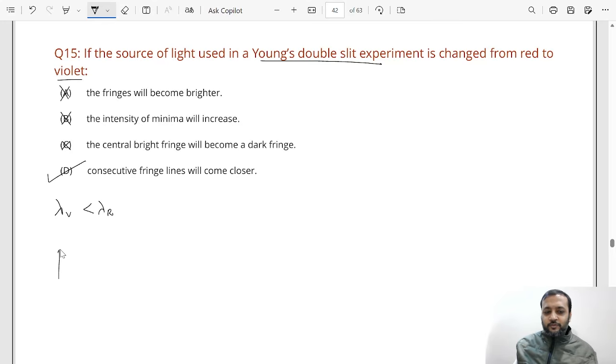Beta means fringe width. So beta is lambda D by d. And if lambda has decreased, we can say that fringe width has decreased, which means consecutive fringes are becoming closer and closer. Okay, so I hope you would have done this question. It would have gotten you some good, easy marks. All right.